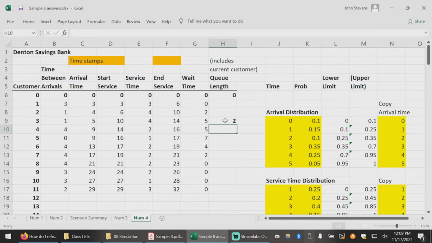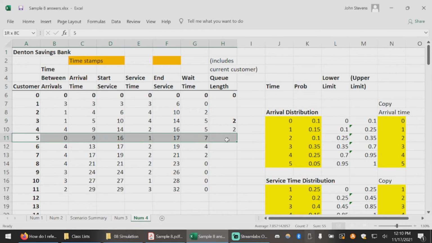Customer number 4 arrives at minute 9. They can't go on right away. The previous customer hasn't gone either, but the one before them has, because they went on at minute 6. So 2 again.